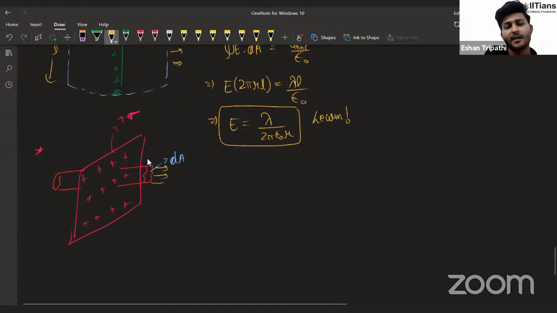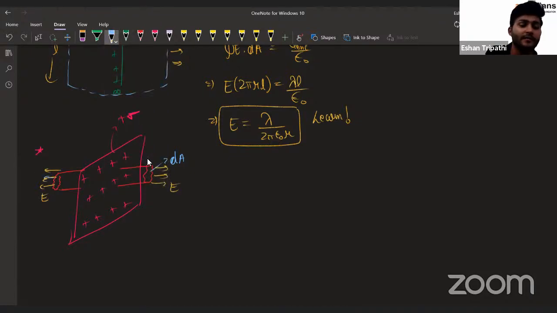So electric field here is E. On the left side also it was E. Area vector is always outwards. That is why on the left also it was leftward. And curved surface area has no flux. So closed integral E dot dA equals charge enclosed upon epsilon naught.